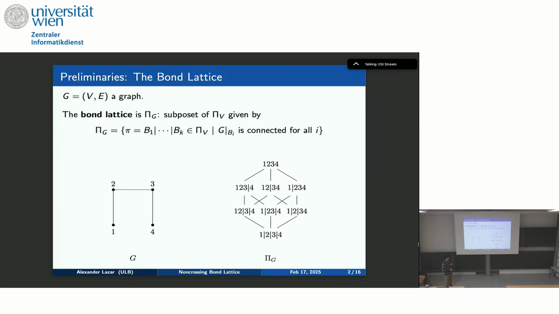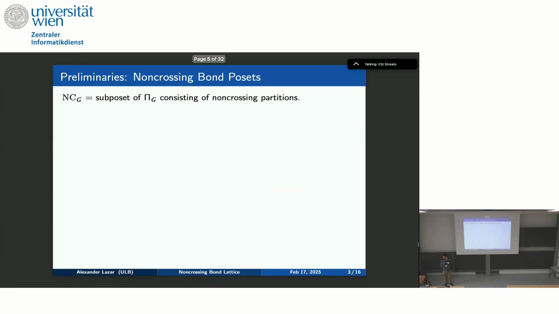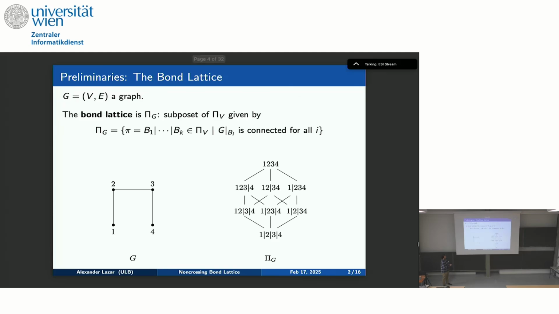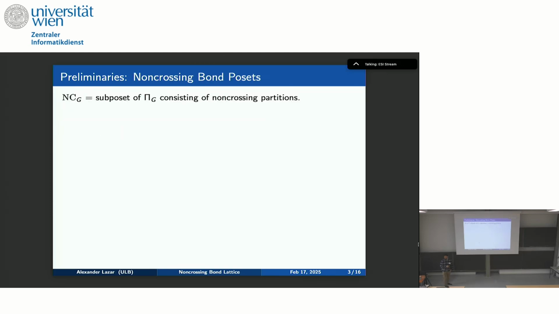If you're into matroids, this is isomorphic to the lattice of flats of the graphic matroid. It's the intersection lattice of the graphic hyperplane arrangement. It controls the chromatic polynomial. All kinds of fun graph stuff is, in some sense, controlled by this poset. And so it's sort of natural, especially considering the venue, to look at the intersection of this bond lattice with the non-crossing partitions of the vertex set.